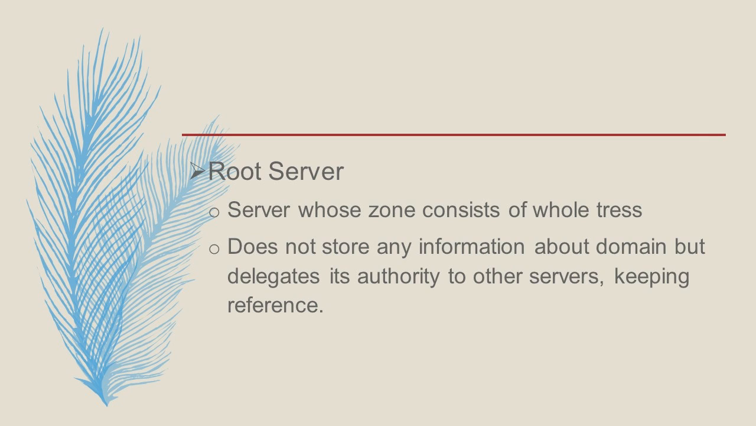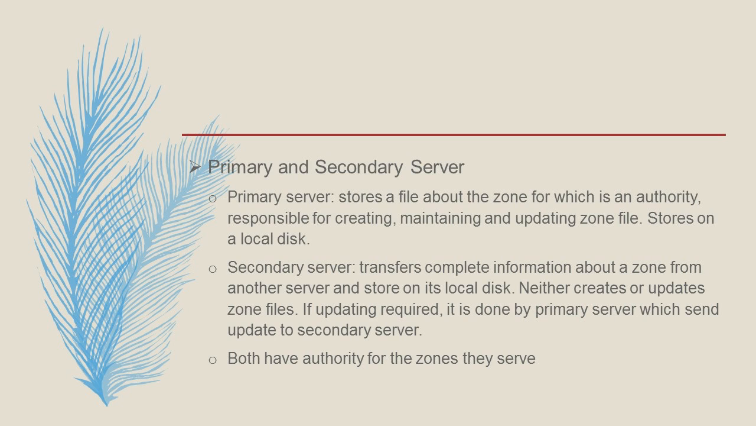There are two types of servers. The primary server stores a file about the zone for which it is an authority. It is responsible for creating, maintaining and updating the zone file, which is stored on local disk. The secondary server transfers complete information about the zone from another server and stores it on its local disk. Neither creates or updates zone files. If updating is required, it is done by the primary server, which sends the update to the secondary server. Both servers have authority for the zones they serve.